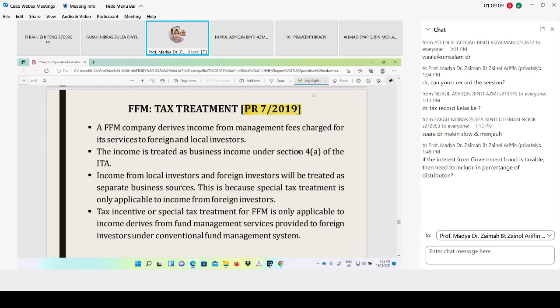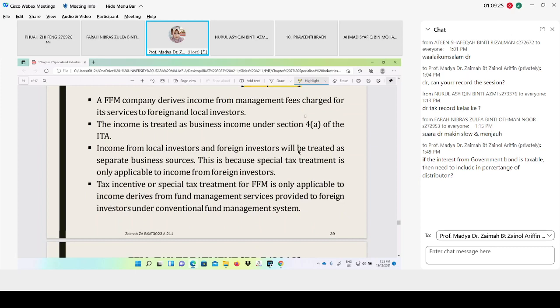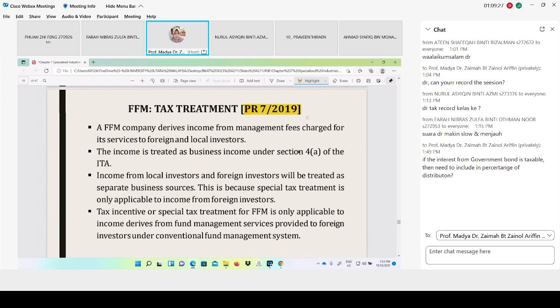In that supplement we also include this FFM, but the public ruling is actually from back in 2019. But you can also read the public ruling and the supplement given to you to know more about the FFM. Okay. An FFM company derives income from management fee charges for its service to foreign and local investors. We came across this just now.